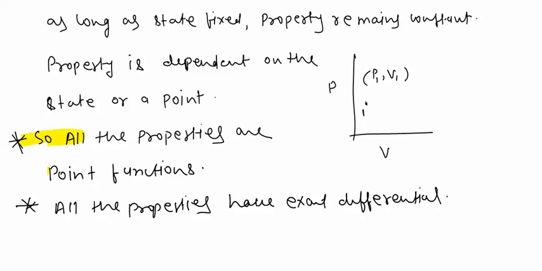Let's consider an example. I move from 1 to 2, and again I move from 1 to 2 by path A and by path B. We will see the properties of point 2 are P2 and V2. In this example we have seen the path has been changed, but the properties of point 1 and point 2 do not change. It means simply you can say the property is always a point function that will never depend upon the path.